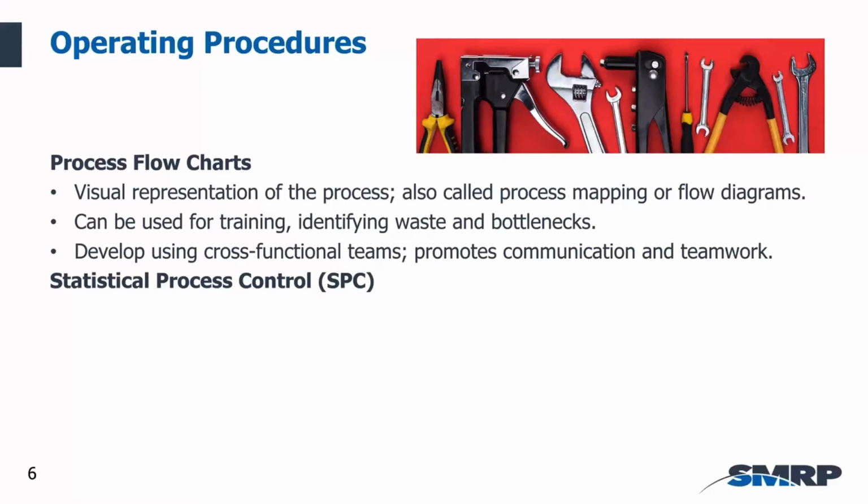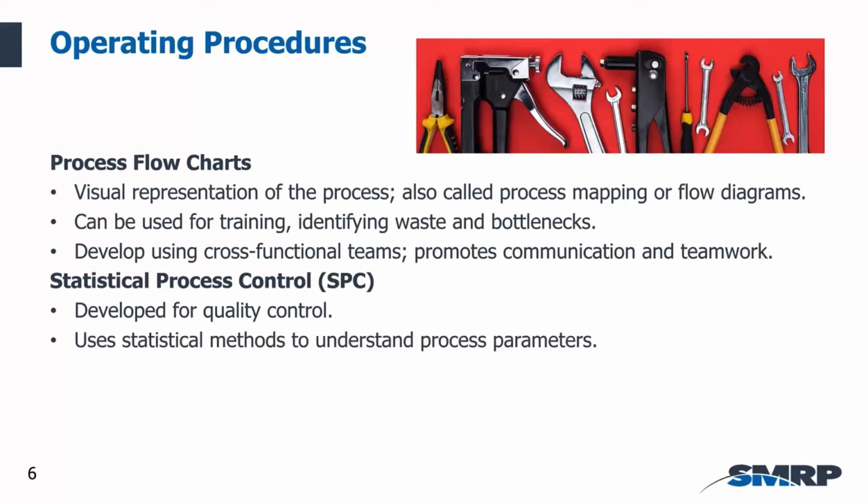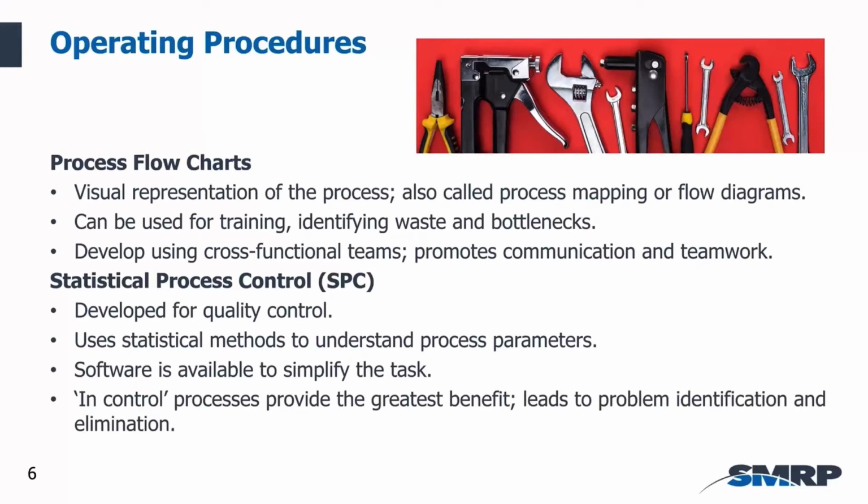Another tool is statistical process control. This was a tool that was developed for quality control, but it can be used in other areas. It uses statistical methods to understand process parameters. And there are software tools that are available that help to simplify the task. In-control processes provide the greatest benefit. It leads to problem identification and elimination.